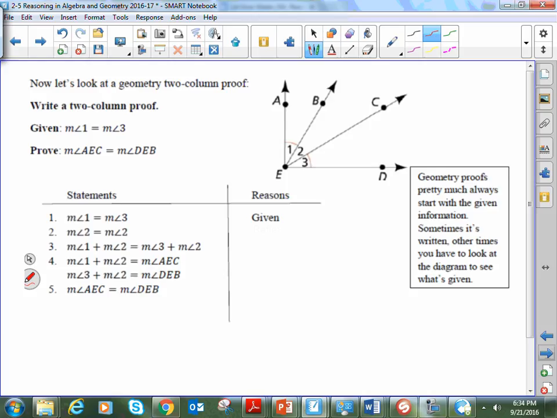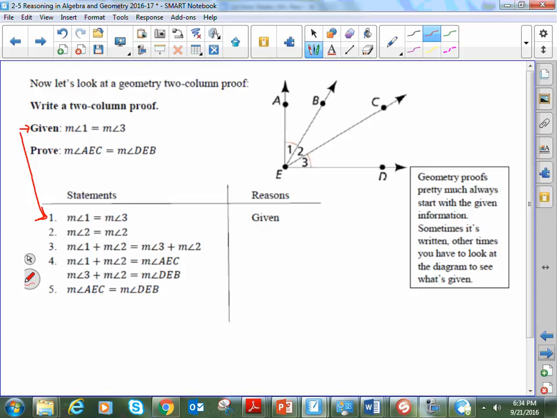So now we're going to move on to an actual two-column proof for how it's used in geometry. Now, we're given our initial statement, so that really should be the very first thing that we have in our proof. So they've given me the information that the measure of angle 1 is equal to the measure of angle 3. And the reason I can make that statement is because it's given information. So that's all the reason I need to provide. It was given to me. That's why I can say it.